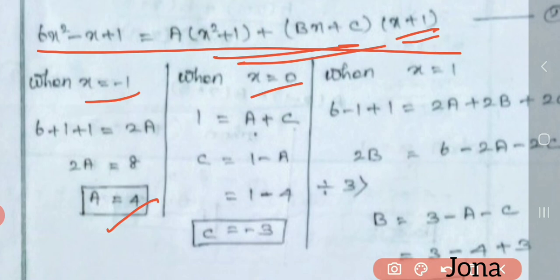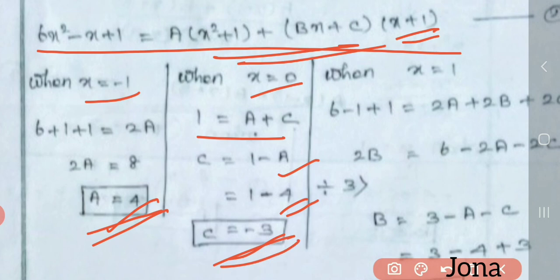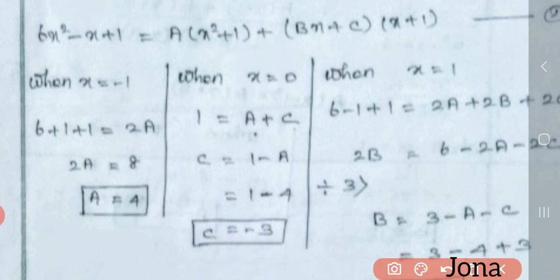So when x equal to 0, you can get this equation, and here already we got the value of a. Substitute this, so we can have the value of c. Okay, now we got the values of a and c, and then one more value we have, b.